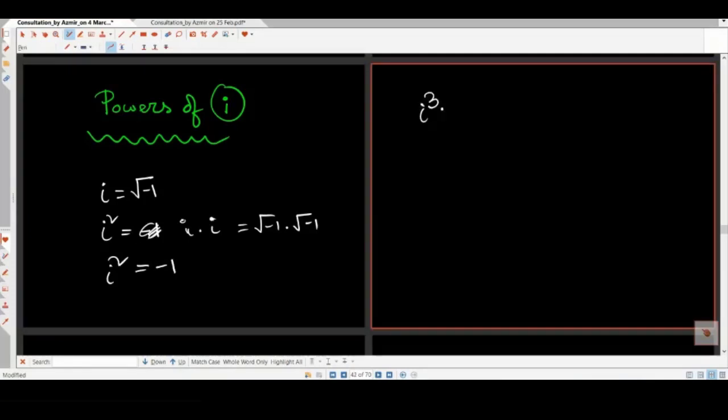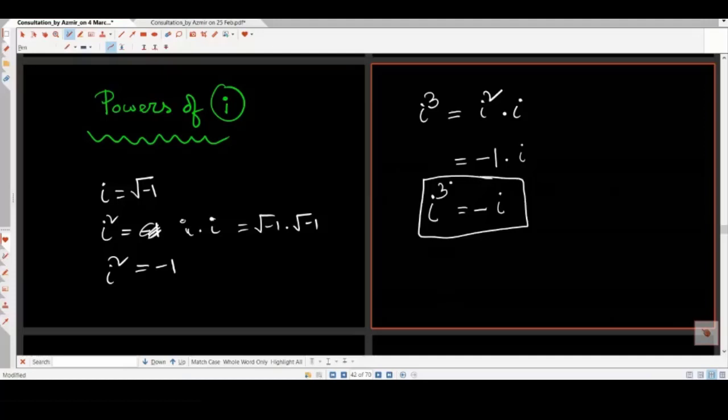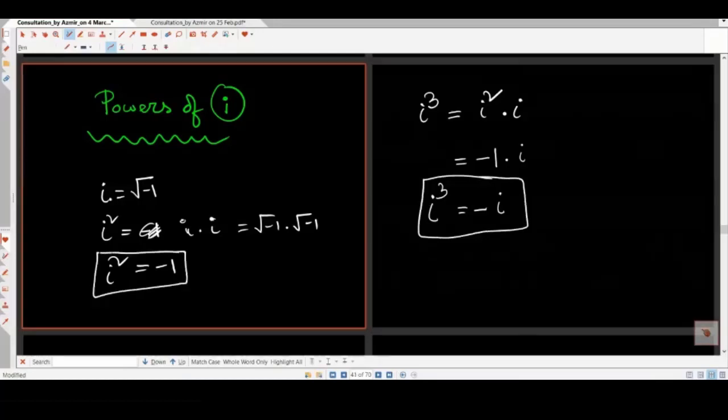If we try to find i cubed, i cubed equals i squared times i. You have already found i squared as -1, and let us keep i. So -1 times i is -i. So this is i cubed. This is i squared. And this is just simple i.